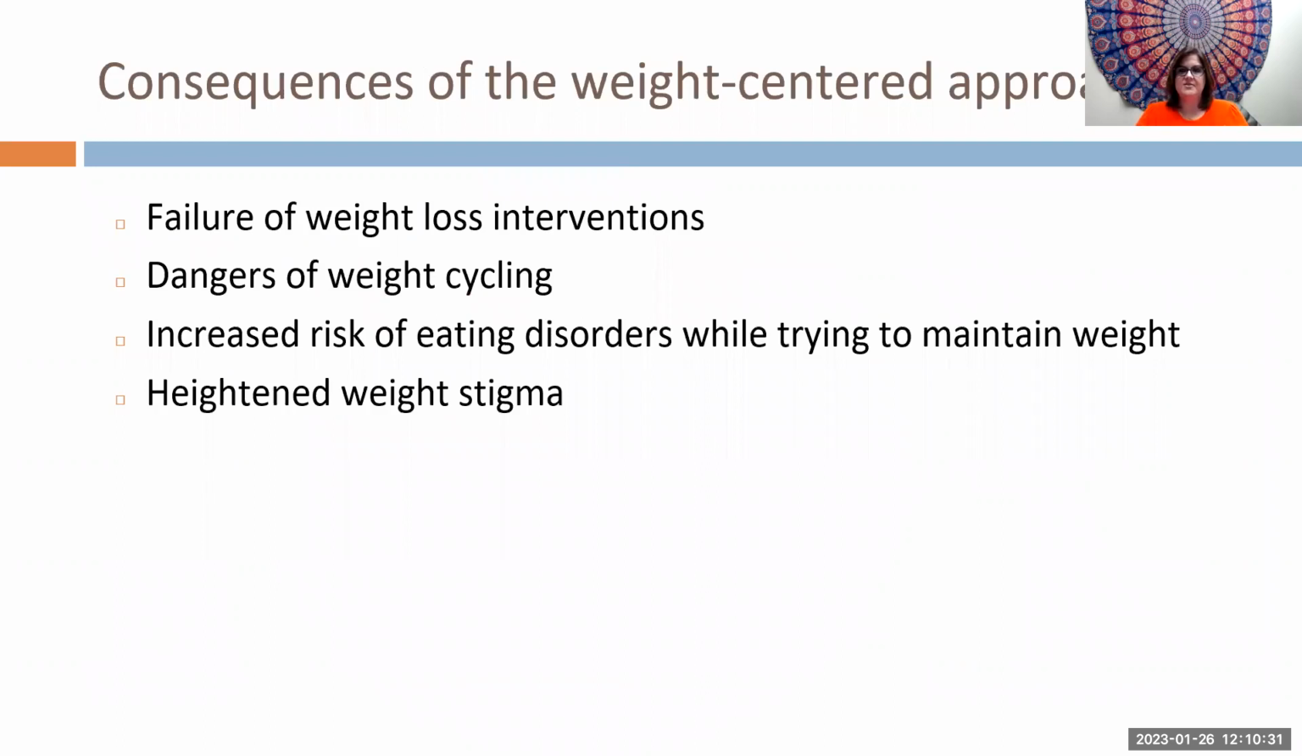What's happened over the past 4 decades, and especially with this whole emphasis on obesity and the obesity epidemic, is that we've started to see consequences of using this weight-centered approach. I've listed the 4 consequences here that I'm going to talk about. What we've started to see in the research is a failure of these weight loss interventions to work in the long term. There are also real dangers of weight cycling that results from a weight-centered approach. We've seen an increased risk of eating disorders associated with trying to maintain a certain weight, and there's heightened weight stigma.